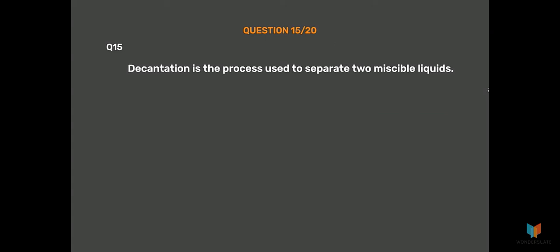Question number 15. Decantation is the process used to separate two miscible liquids. Option A. True. Option B. False.